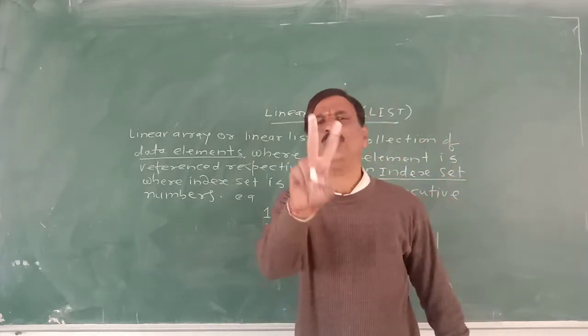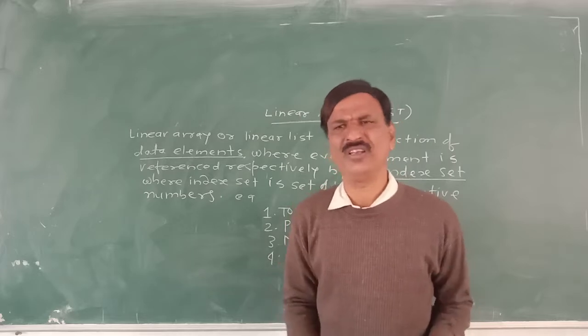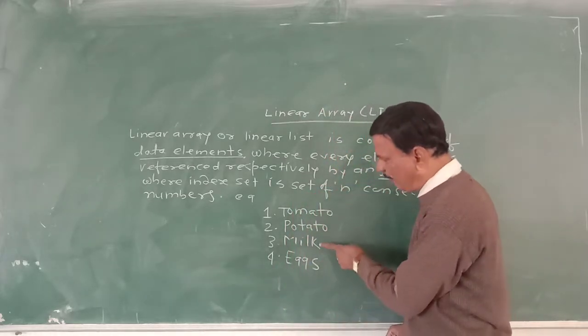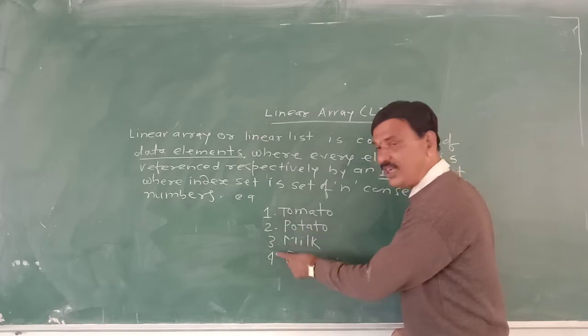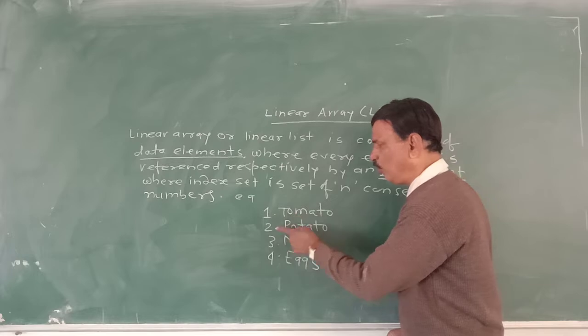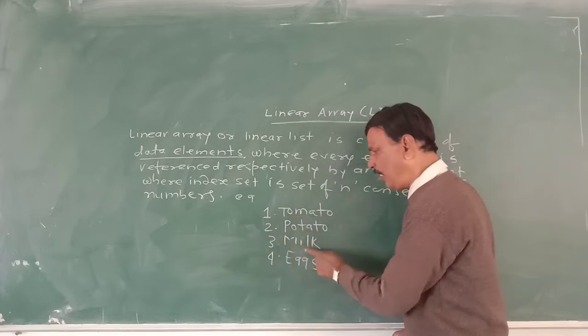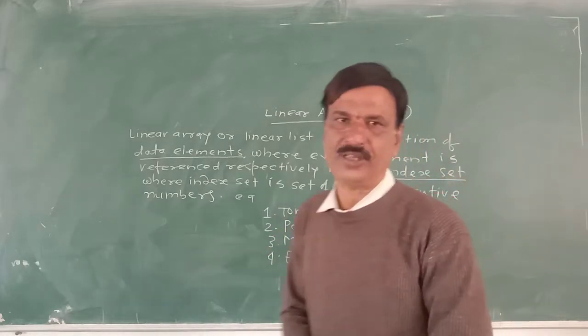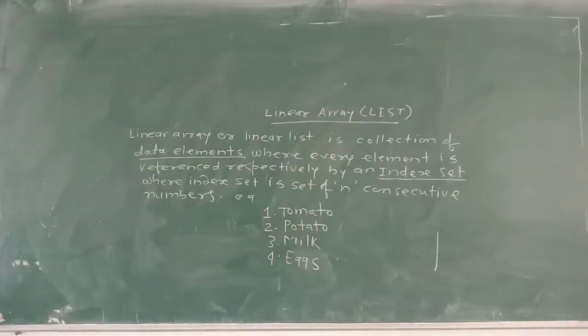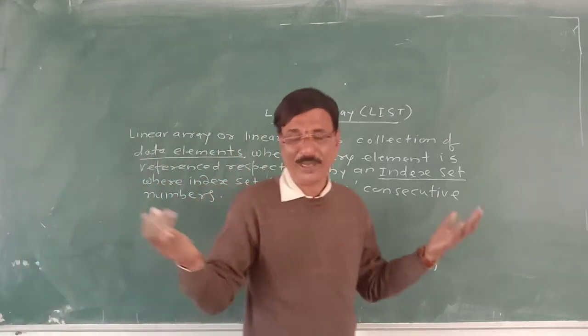So a list requires two things. To prepare the list on plain paper, we require two things: some number of elements, and to refer to them, an index set. So the index set will refer to them: 1 tomato, 2 potato, 3 milk, 4 eggs. Now the question arises: how to prepare the list in computer's memory?